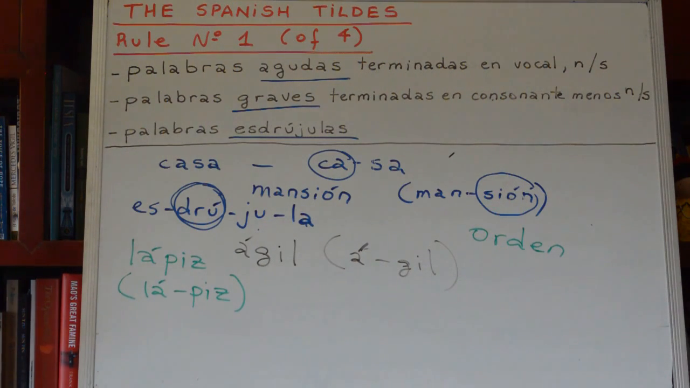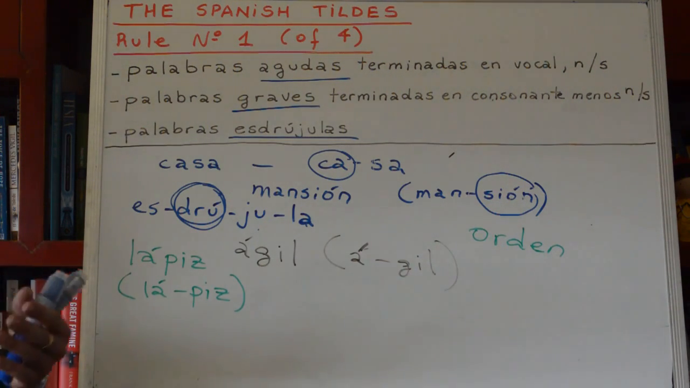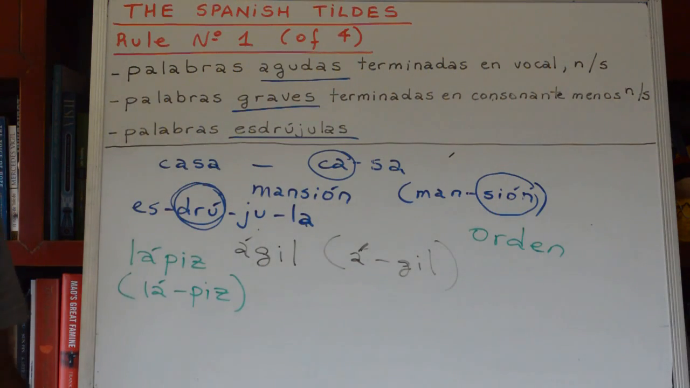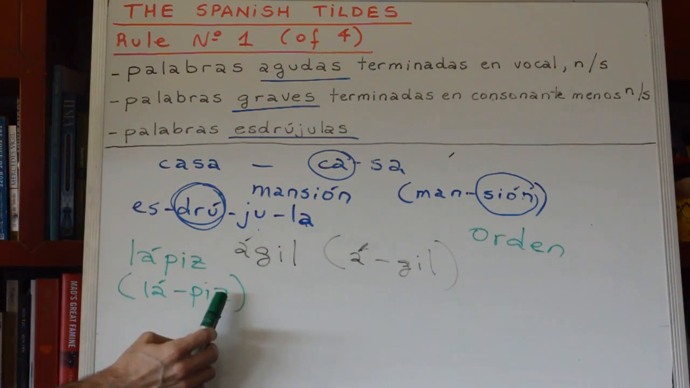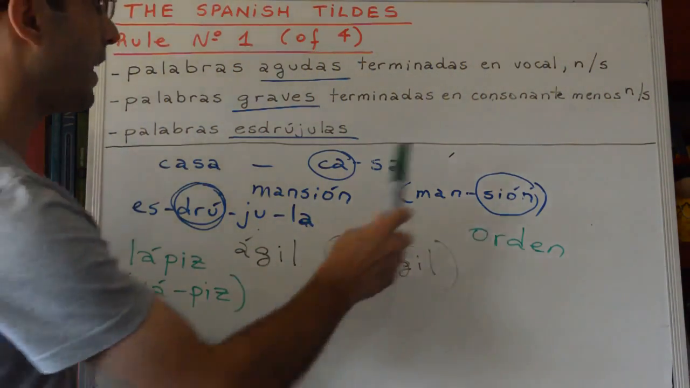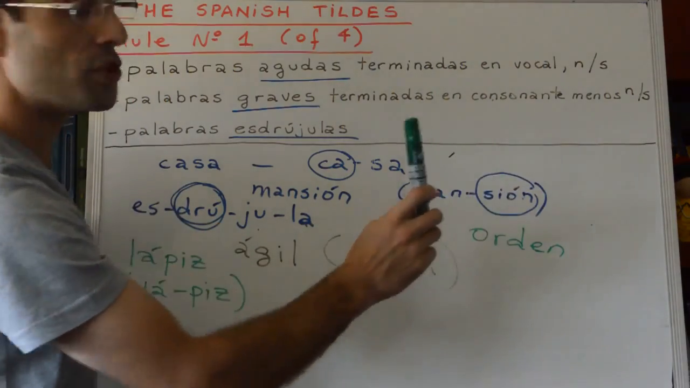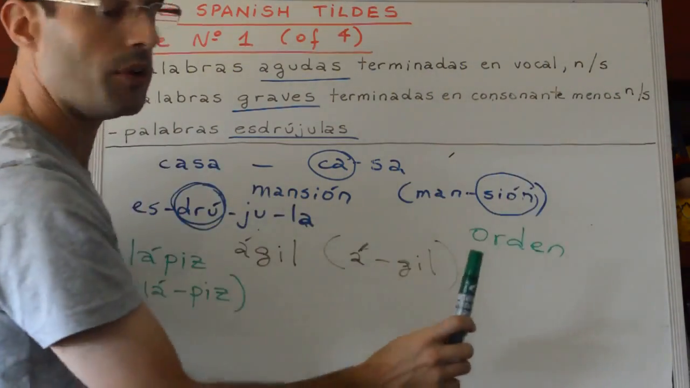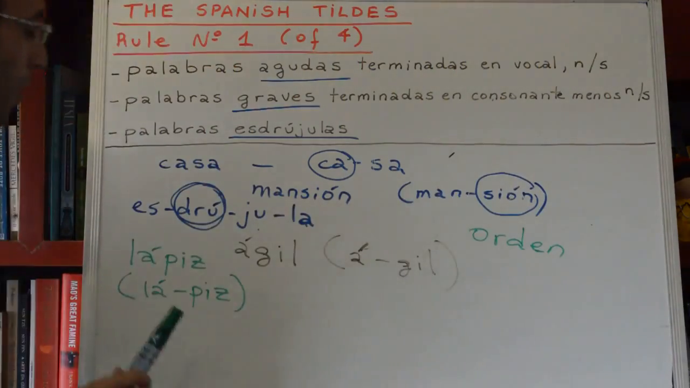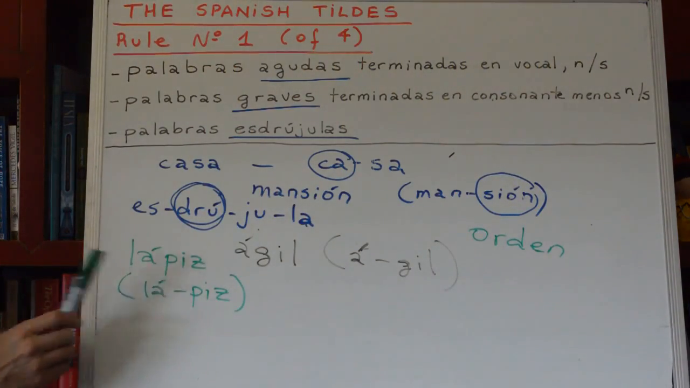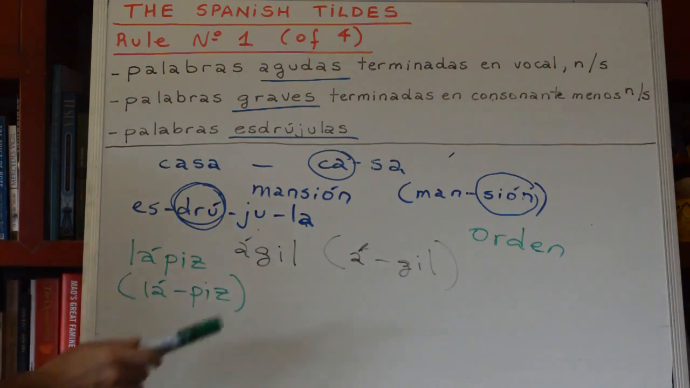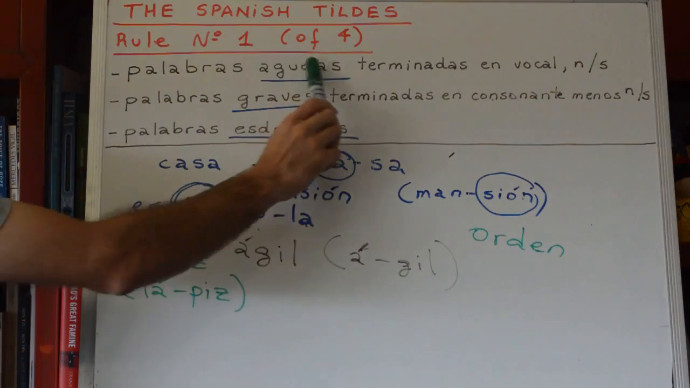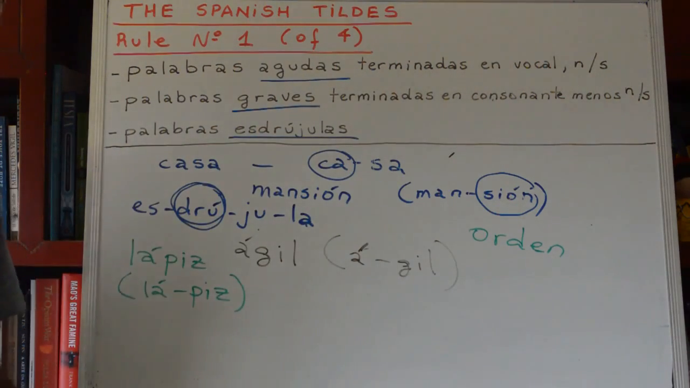Because the accent is in lá. Now, how do we know if the A from lá carries a tilde or not? Because the last letter is a Z, and Z is a consonant which is not N nor S. So it does carry a tilde on the A, right? Lápiz.